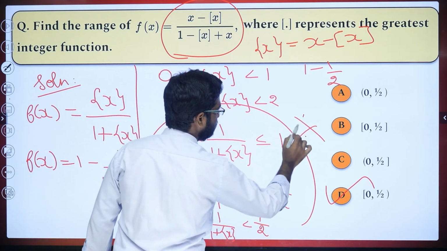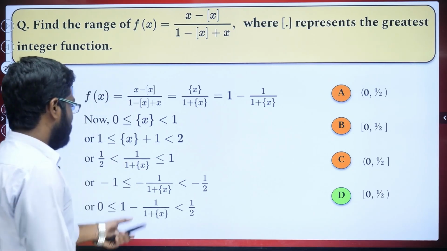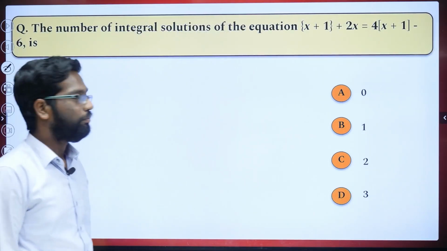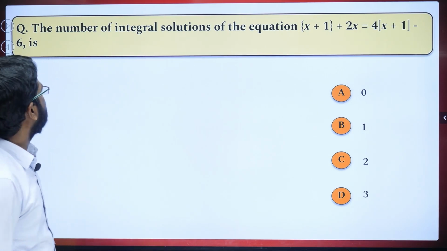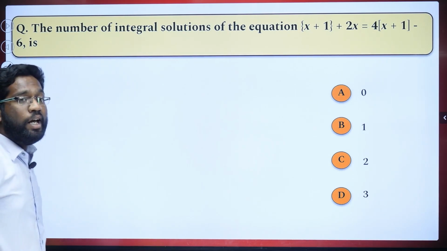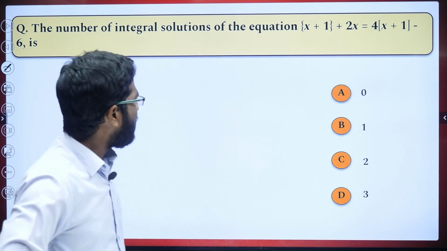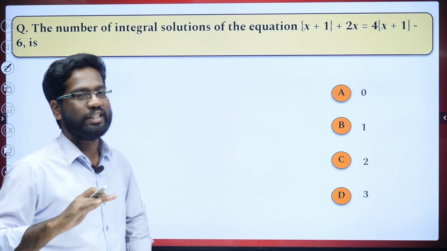Okay. So the answer is D, my dear students. I hope you understood it well. So now let's solve this question, my dear students. The number of integral solutions we have to find. I think by this question, let's finish it, my dear students.